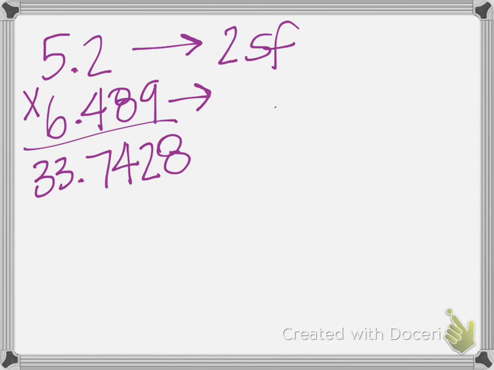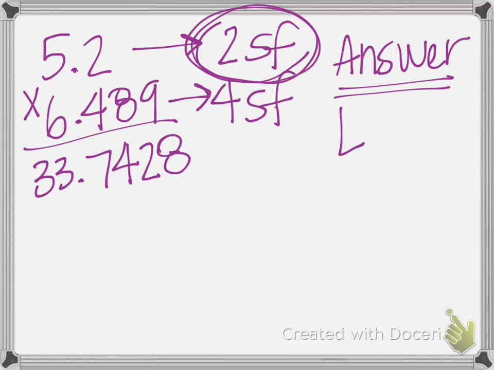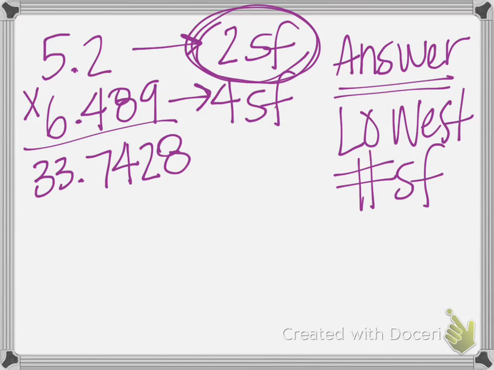The next number, 6.489, is certain to 4 sig figs. The rule about calculations is you can only be as certain as your least certain measurement number. So this 2 sig fig number is what you're going to keep for your answer. Really, you're looking for the lowest number of sig figs, and that's your answer. Okay? So let's do a couple of the practice ones together.